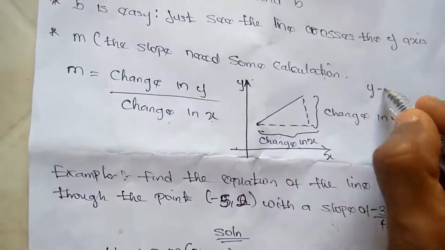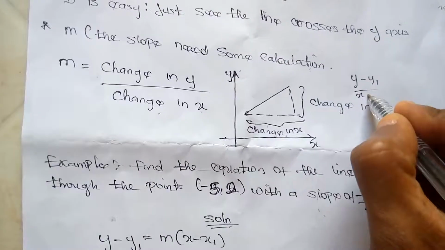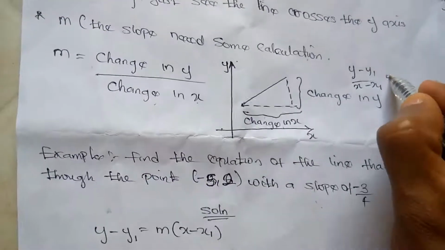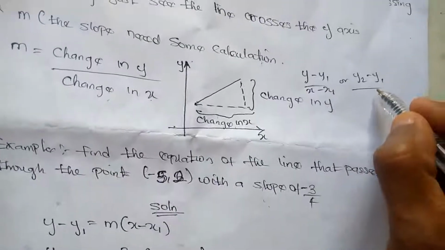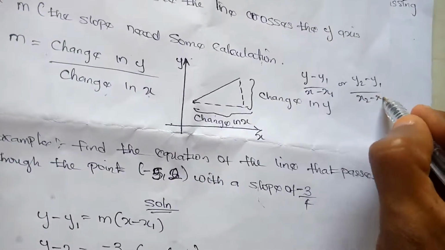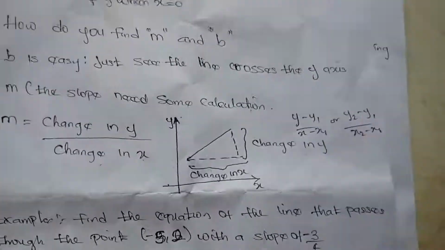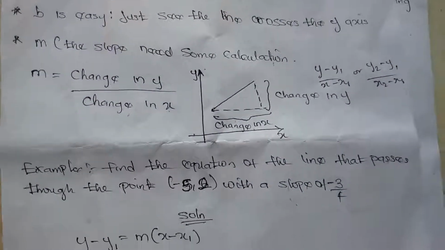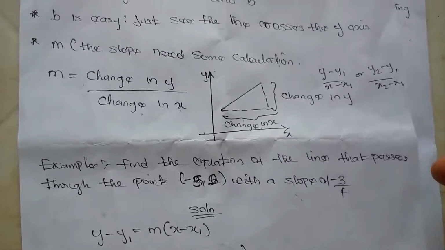Same thing as y minus y1 over x minus x1, or y2 minus y1 over x2 minus x1. These are just three formulas, some formulas you must know when finding your slope. When the slope is not given, you must know this formula.